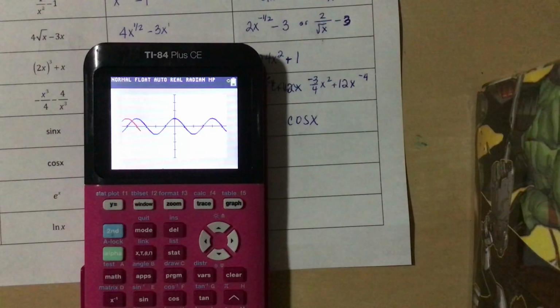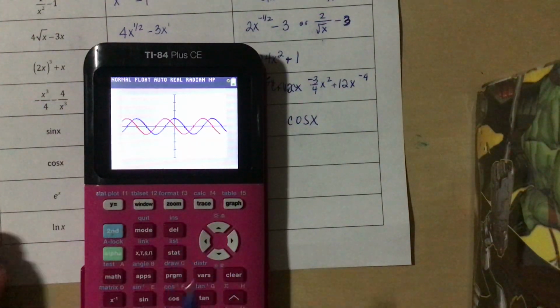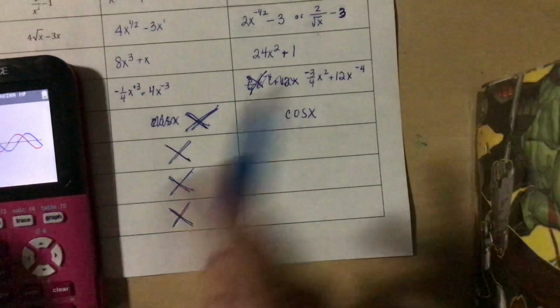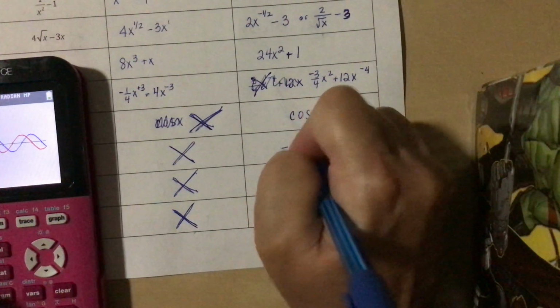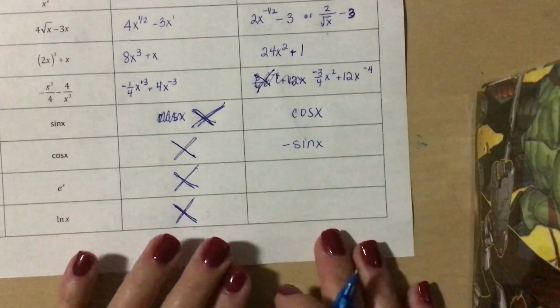And let's take a peek at this red function and think about what that is. It, of course, goes through the origin like sine does, but it's flip-flopped, right? So the derivative of cosine is actually negative sine x. So it's opposite of that.